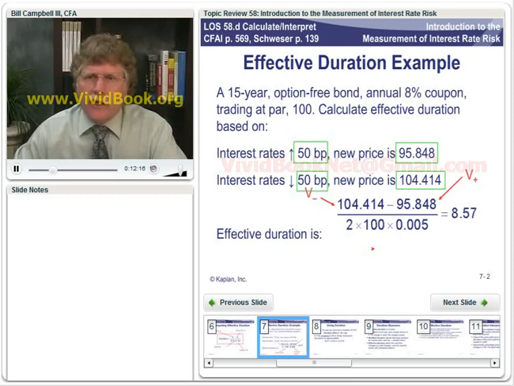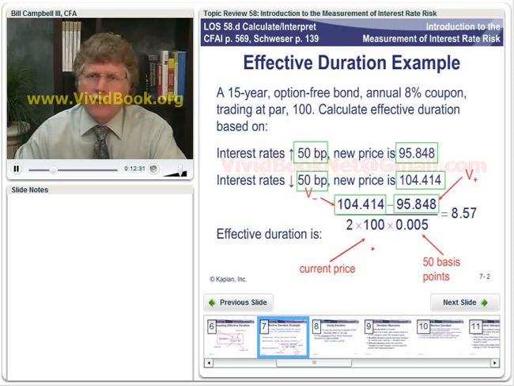So here's the calculation. We have V minus, the price when yields dropped, of 104.414. We have V plus, the price when yields increased, of 95.848. We divide by the current price, that gives us a percentage change. We also divide by 2 times the change in yield.